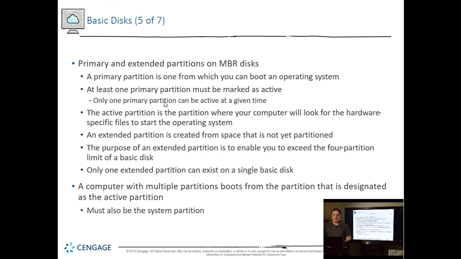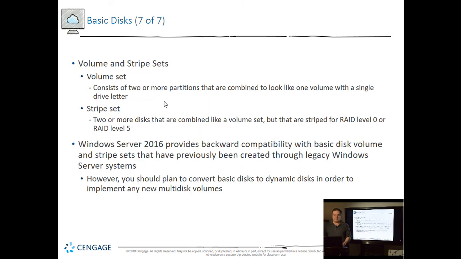Primary and extended partitions on an MBR disk. You can create a primary partition, which is what you boot the operating system to. And you can also create extended partitions as well. So if you want to have a C drive and a D drive and an E drive, etc., then you can certainly do that with an MBR. And you can also, of course, do it with GPT.